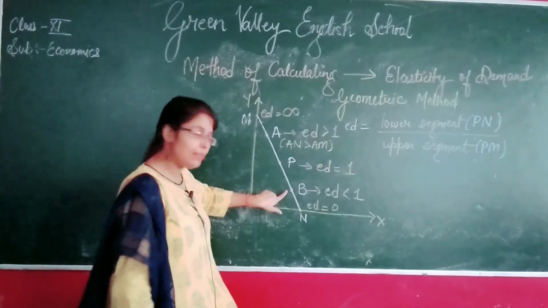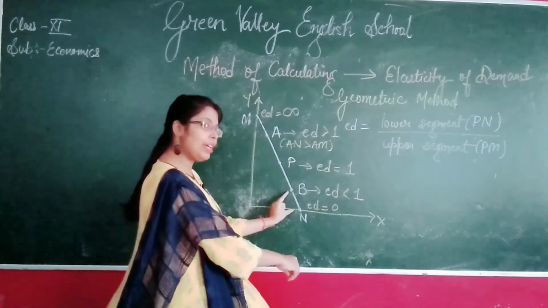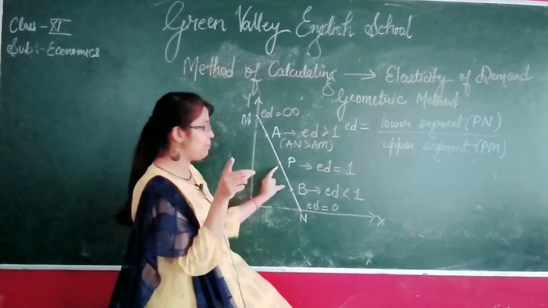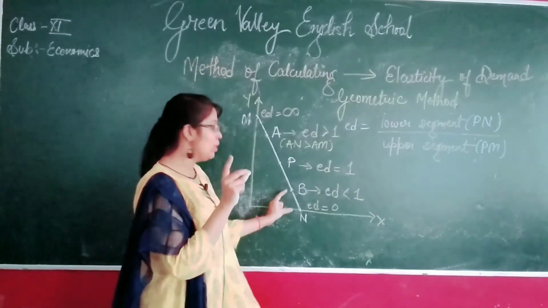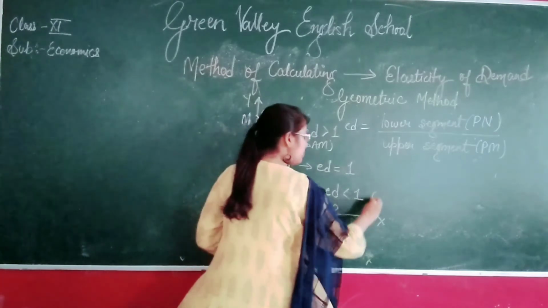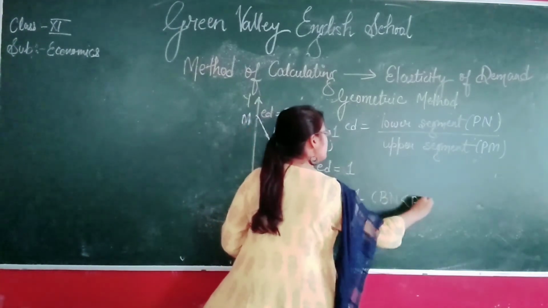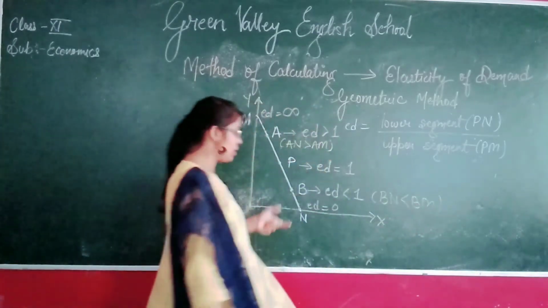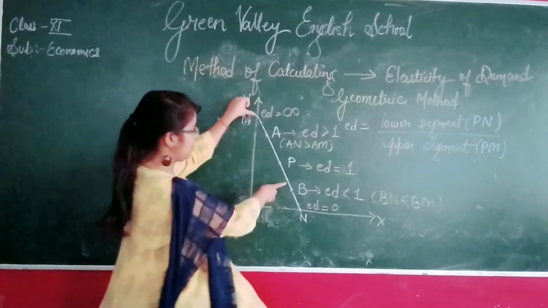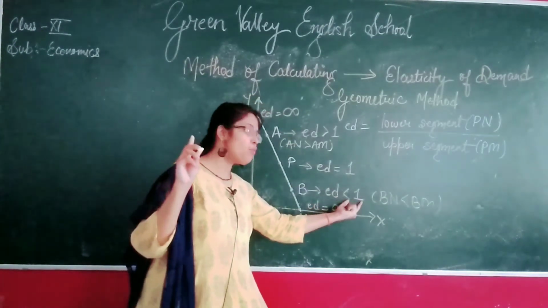Now at point B, Bn is the lower segment, Bn upon Bm. So Bn is less than Bm. At point B, you will see here Bn is less than Bm, right? Obviously this lower segment length is less than this length. So that is why elasticity of demand is less than 1.